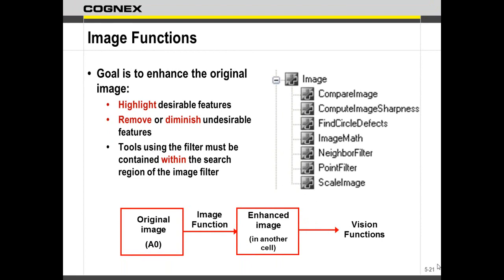Image functions. What these do is some image processing. The whole idea behind software image processing tools is that we either want to enhance certain features or diminish them. It's basically that we've tried everything we could to get a good image. We couldn't just get it with lighting and optics and everything. So now we need to manipulate the image a little bit to give us a better one, and then that can be fed to our tools. So that's where our image functions come in. You've got your original image. You can enhance that image, and then that can go on to your vision functions.